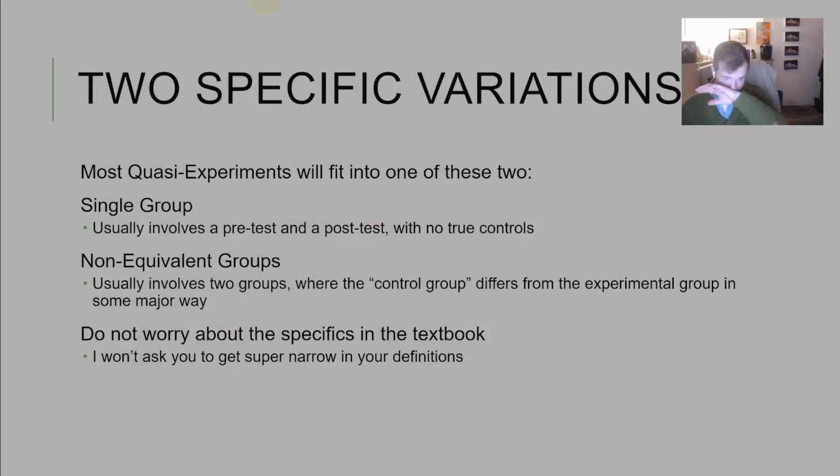So there are two specific variations that we're going to be looking at here, and that's going to be the single group, or one group, versus the non-equivalent groups. Whenever you look in your textbook on this, those are basically the two that your book gives. There's one section about the single group and one section about the non-equivalent groups. It's going to talk about pre-tests and post-tests and stuff like that, but really it's all the same thing for either variation of this.